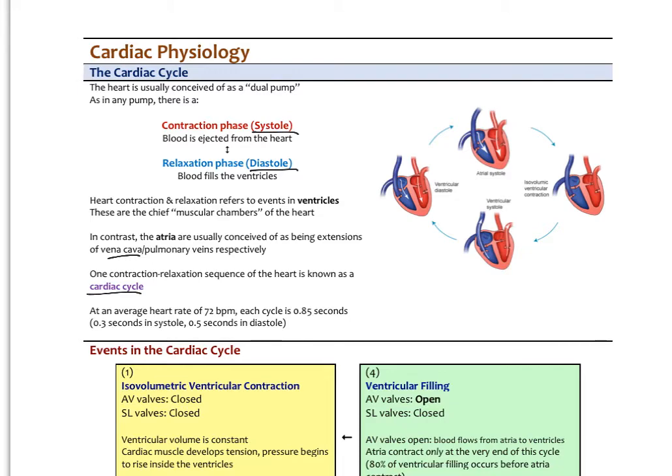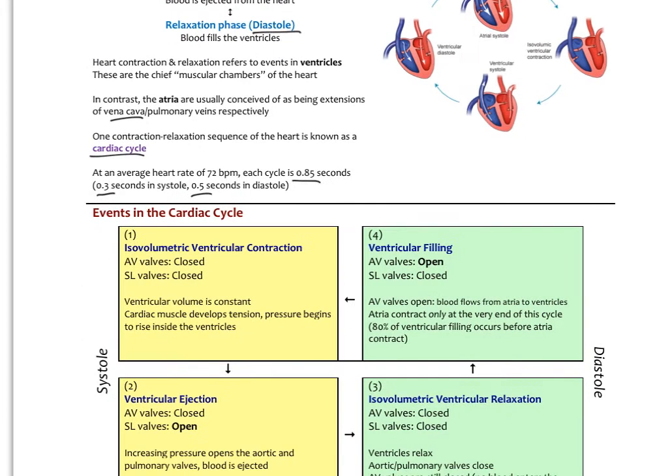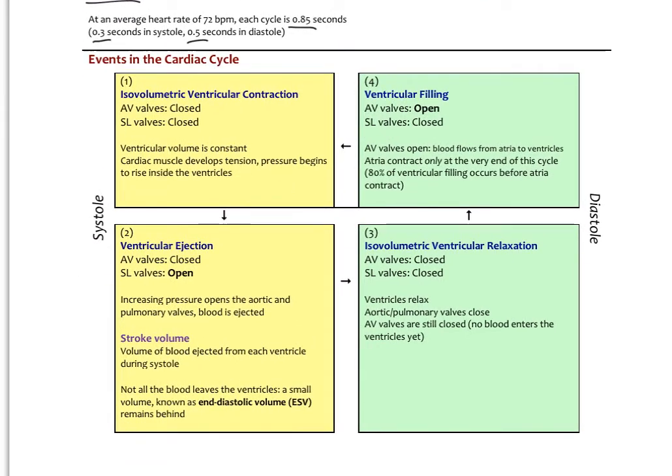And at an average heart rate of 72 beats per minute, each cycle is about just under a second, 0.85 seconds long. We spend about 0.3 seconds in systole and a little bit longer, about a half a second in diastole. Now, there's different events in the cardiac cycle, 4 basic events, 2 of them occurring in systole, 2 occurring in diastole. So let's just go through these.